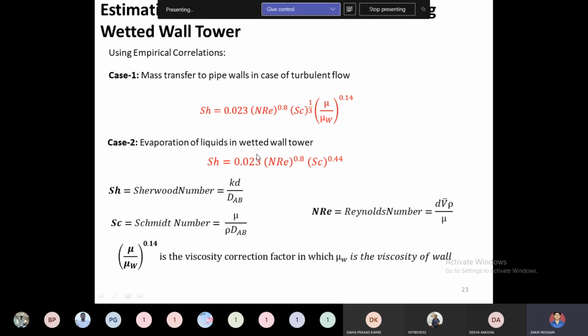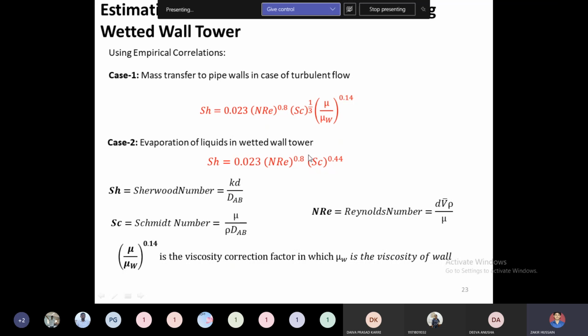Then this is the second formula, which is applicable for the evaporation of liquids in a wetted wall type tower. An example of this is evaporation, what we call humidification. Humidification is nothing but the transfer of water from the liquid phase to the vapor phase, adding water vapor to the surrounding air. For humidification type cases, we will neglect the viscosity correction factor and use this formula instead. These two equations are used to calculate the mass transfer coefficient. These two are the correlations.